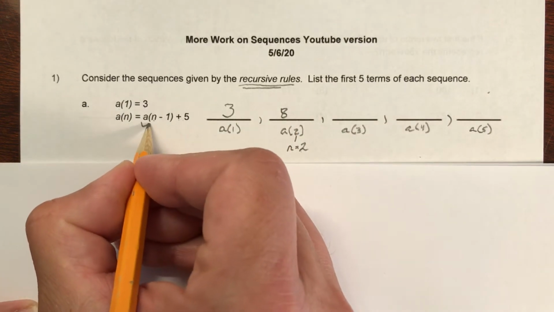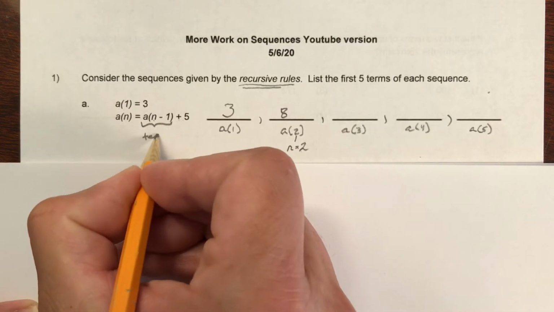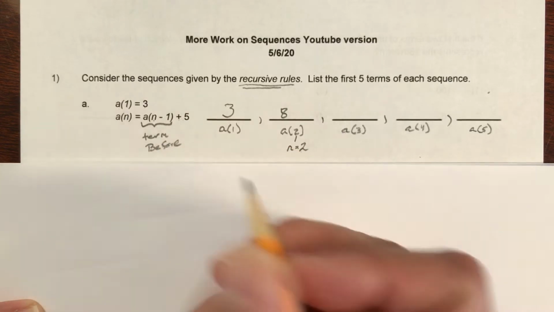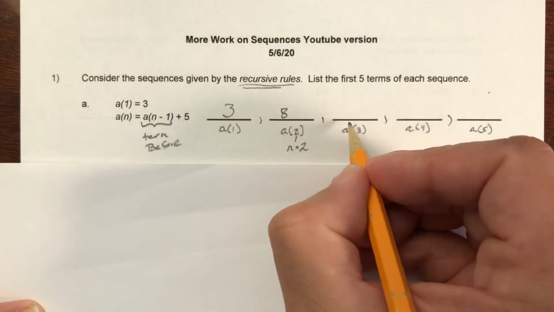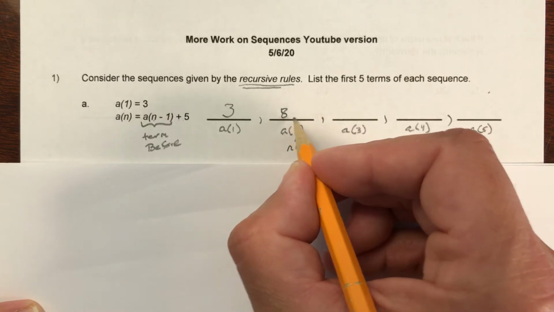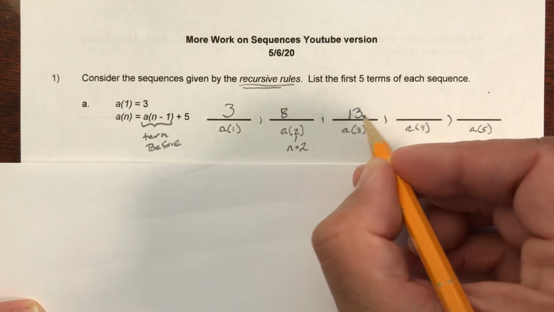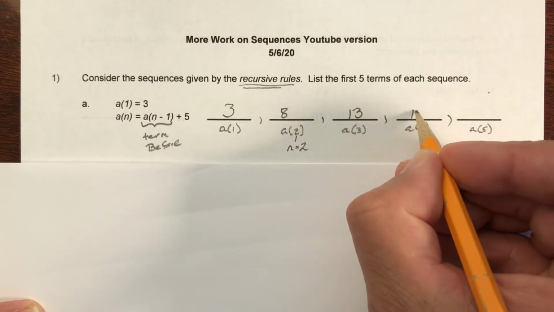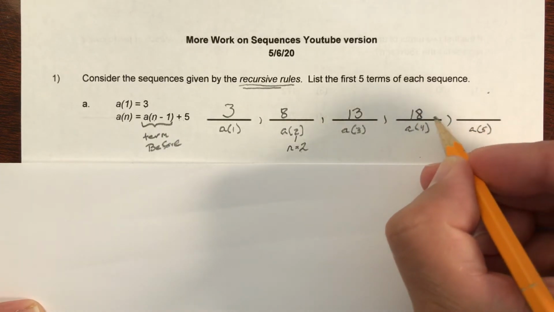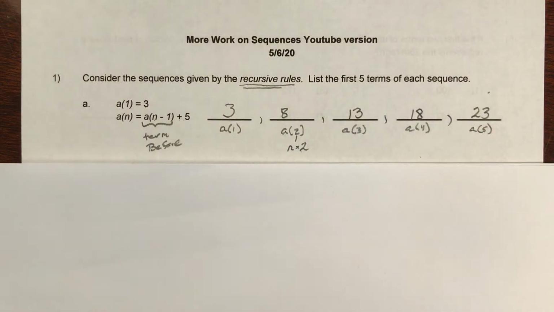And it is a little quicker if you recognize this entire thing, a sub n minus 1, as automatically being the term before. Which means every time you're trying to figure out a new term, you just need to know what the term before was, which is 8, and now you add 5, and you get 13. Term before is 13, and I add 5, 18. It's recursive, so we just keep doing it over and over. Term before is 18, and we add 5, we get 23, and that's how a recursive rule works.